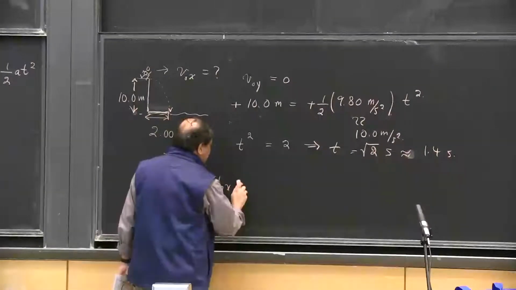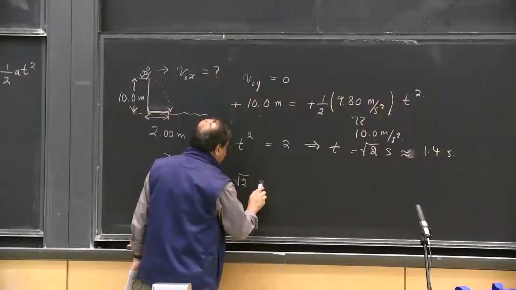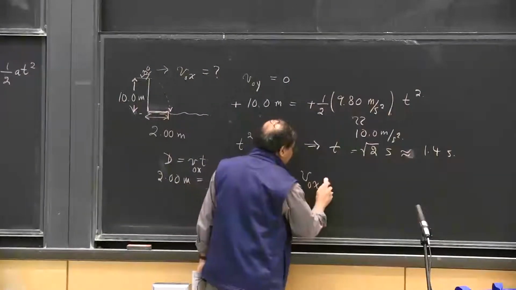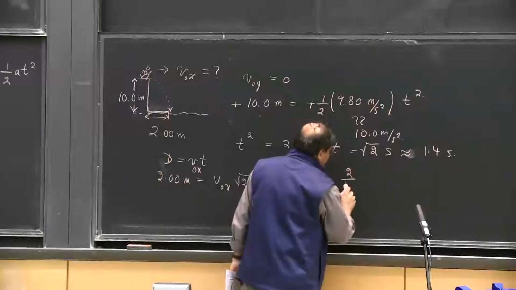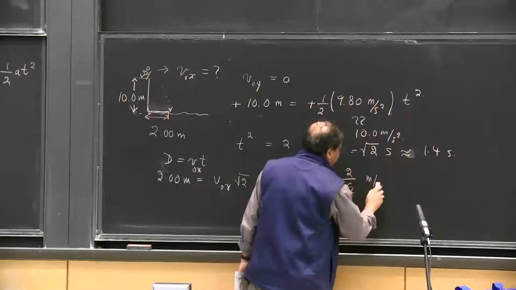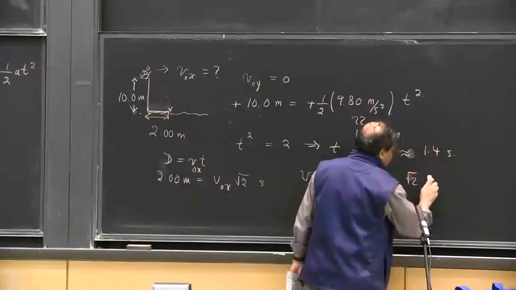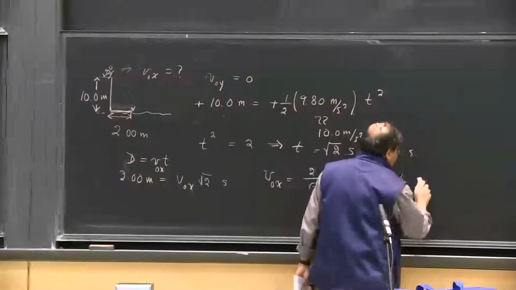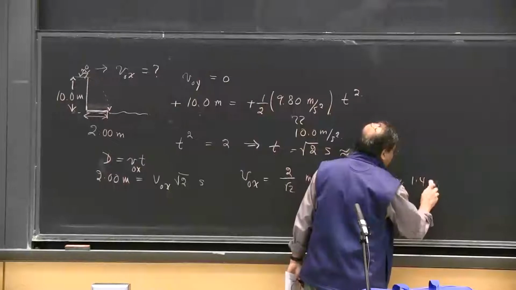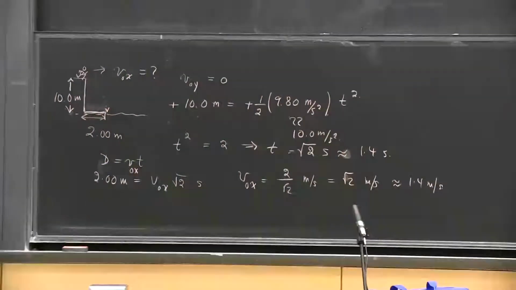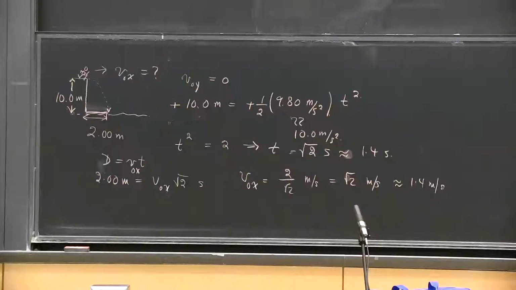And t is already square root of 2 seconds. So therefore, it's a no-brainer right now that v0x is going to be 2 divided by square root of 2 meters per second. So that would be square root of 2 meters per second, or approximately 1.4 meters per second. And I can ask you to calculate this in kilometers per hour or something to make such conversion.